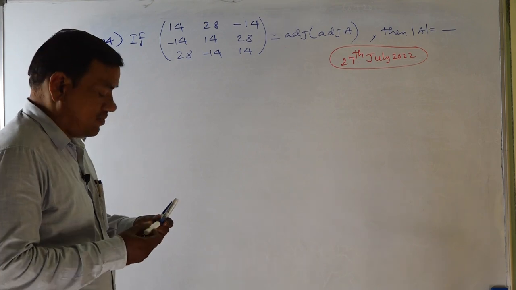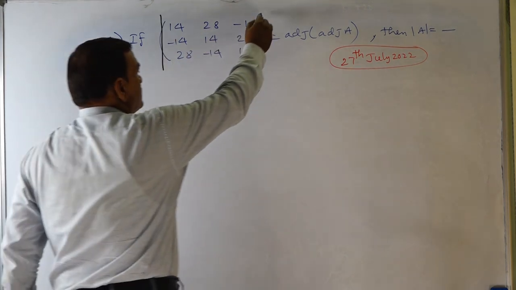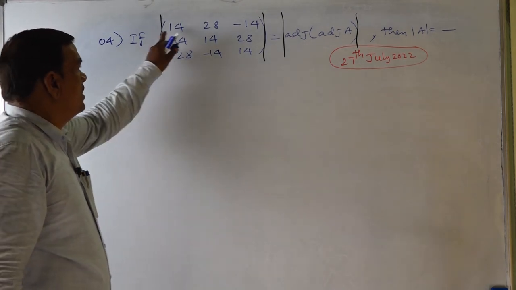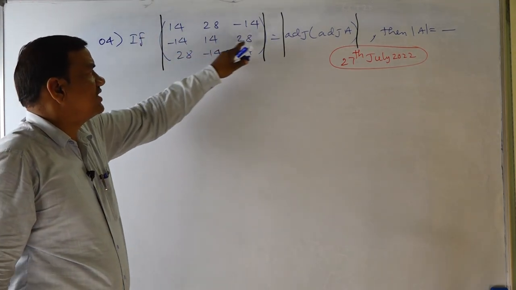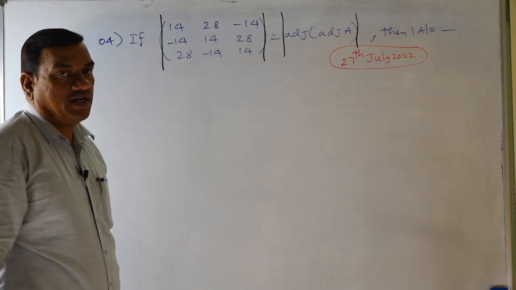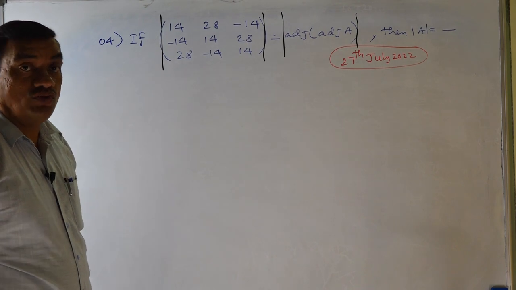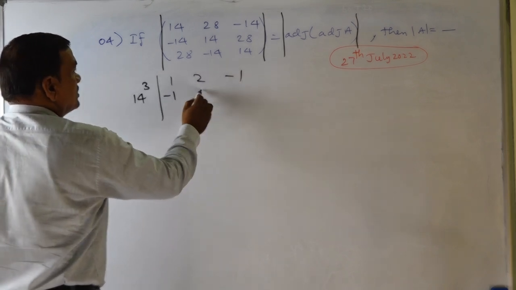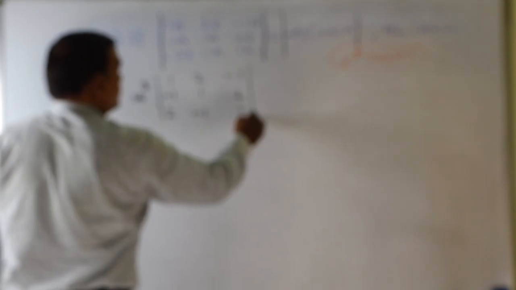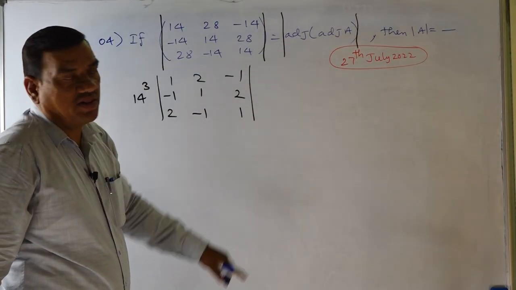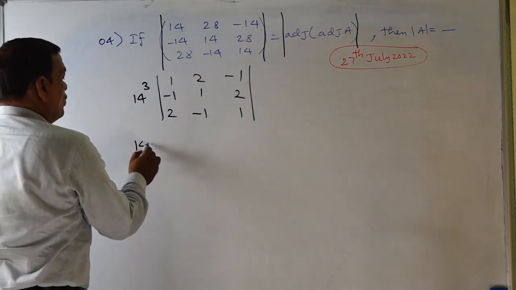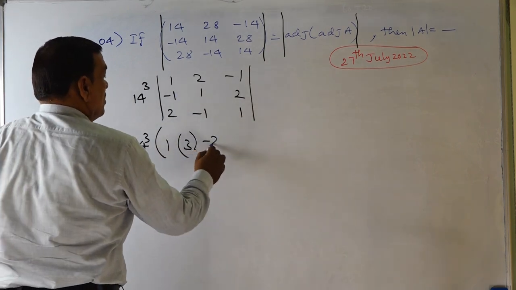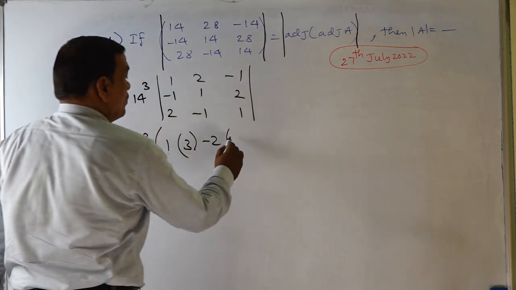To do this problem, the best thing is to take the determinant on both sides. If you observe here, in the first row, I can take 14 common outside. Second row, I can take 14 common outside. Third row, I can take 14 common outside. Altogether, there are three 14s. So this is equal to 14 cube times the determinant 1, 2, minus 1, minus 1, 1, 2, 2, minus 1, 1. First I will find out this value, afterwards I will apply the formula. So this is equal to 14 cube into 1 into AD minus BC, that is 1 into plus 2, that is equal to 3, minus 2 into minus 1 minus 4, this is equal to minus 5.